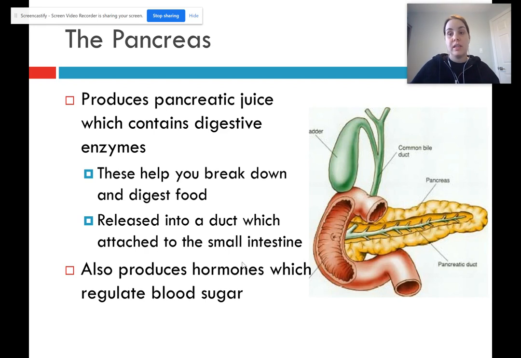So you may have heard of insulin or glucagon before. Like if you know someone who has diabetes, you may have heard of insulin. Your pancreas is involved in making sure that at any given time you don't have too much or too little sugar or glucose in your blood to keep you healthy.